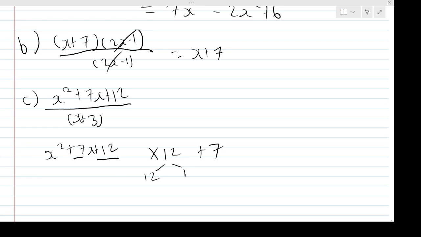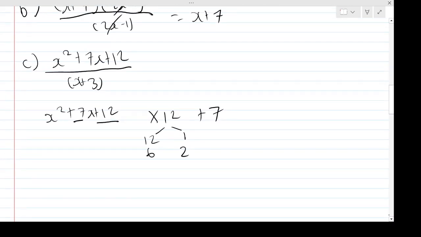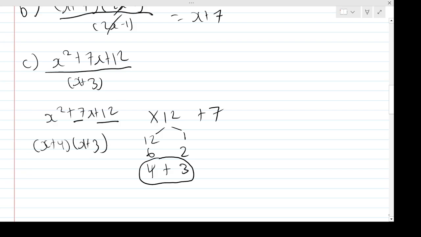What about the other factors, 6 and 2? 6 add 2 is 8, 6 take away 2 is 4. We're not going to get 7 from that. What about the other factors, 3 and 4? Yes, because I can spot 4 add 3 gets me 7. Therefore my factors, because 4 times 3 is 12 and adding them you get 7. So that's my factors: x plus 4, x plus 3.